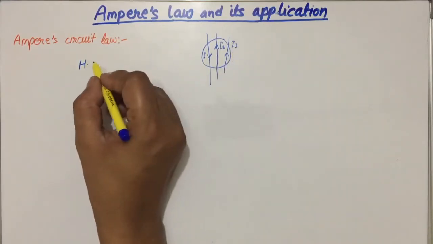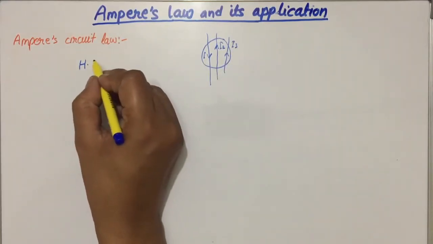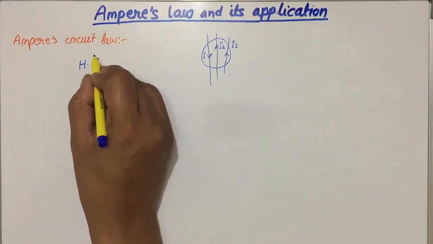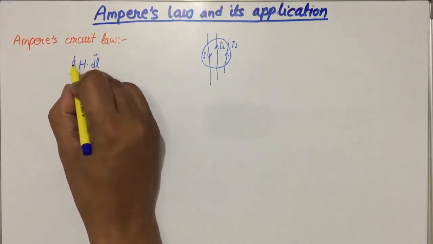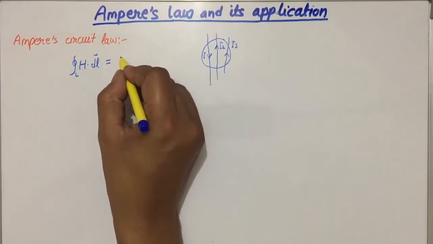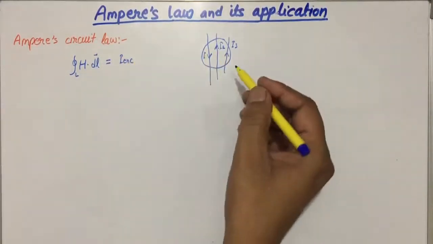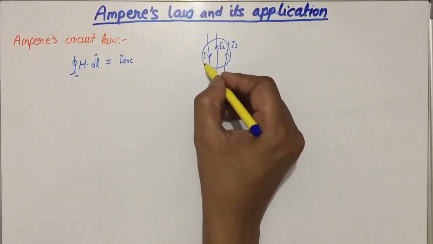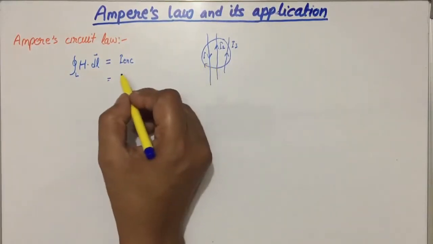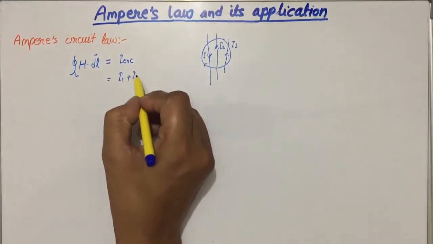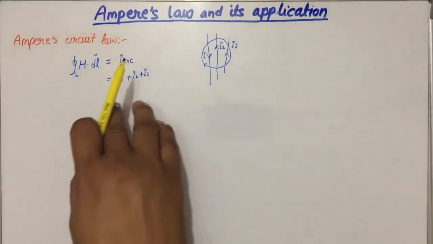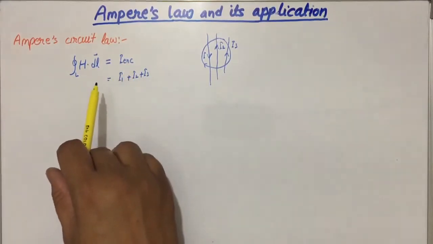Then the line integral of magnetic field intensity, H dot dl, for the closed path will be equal to the current enclosed by the closed path, and the current enclosed is the sum of all the currents with their proper sign. So this is the mathematical presentation of Ampere's circuit law.